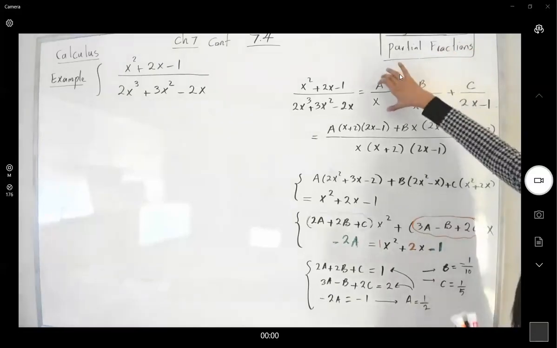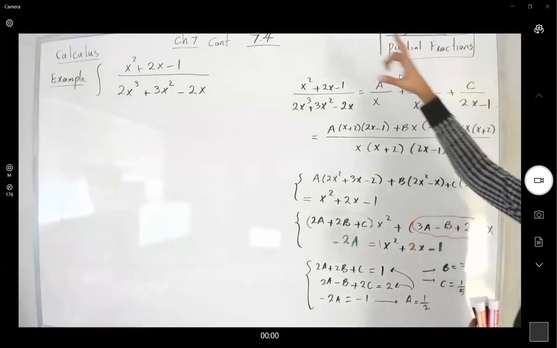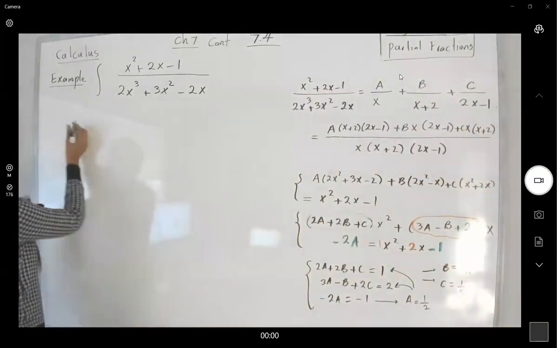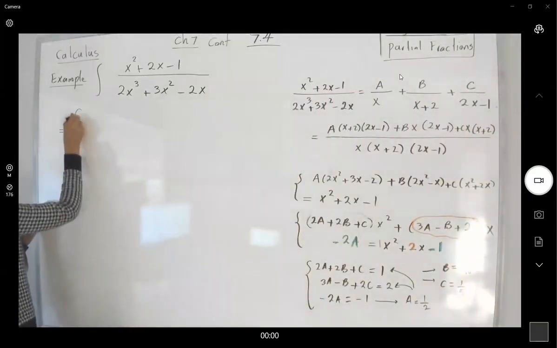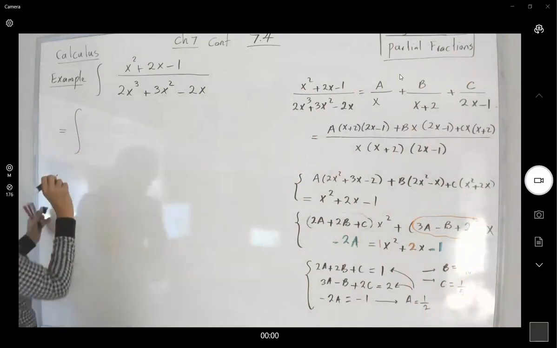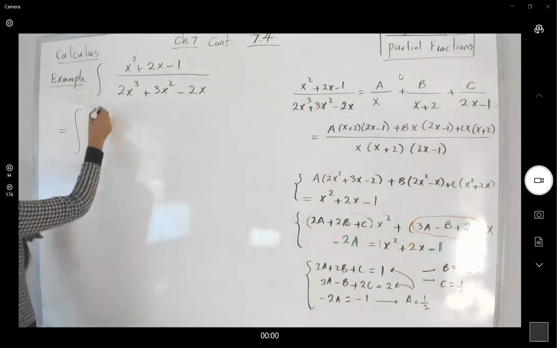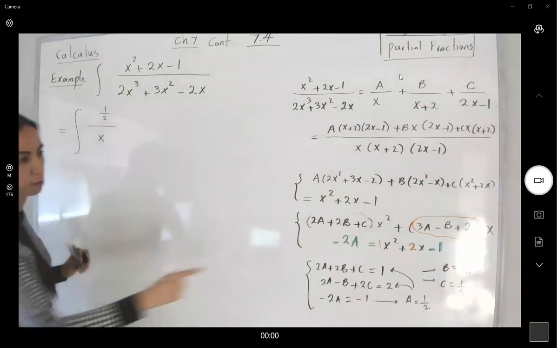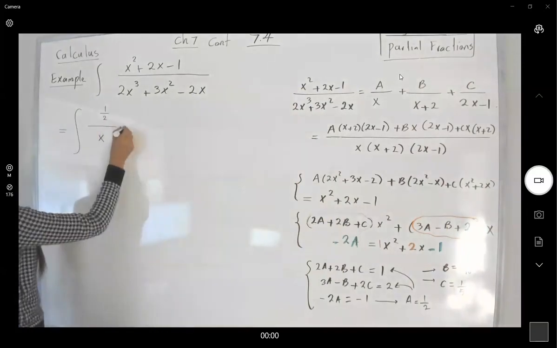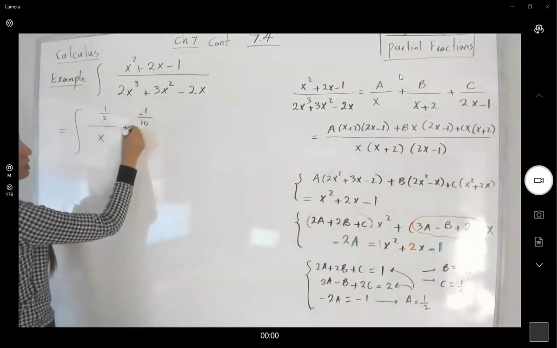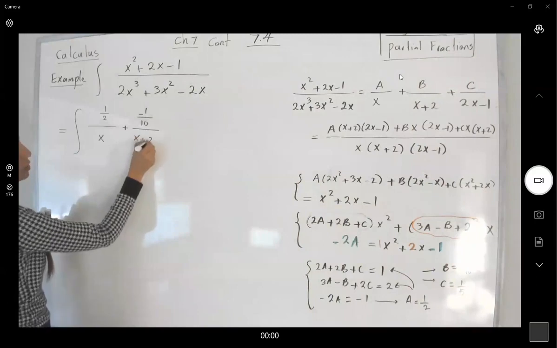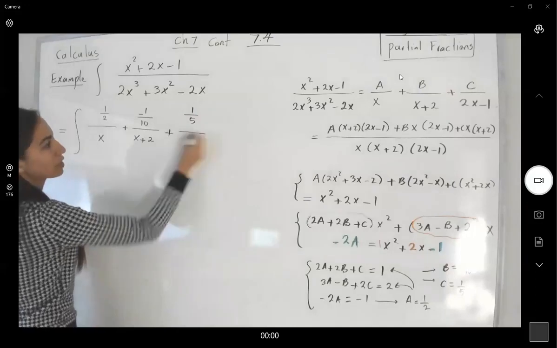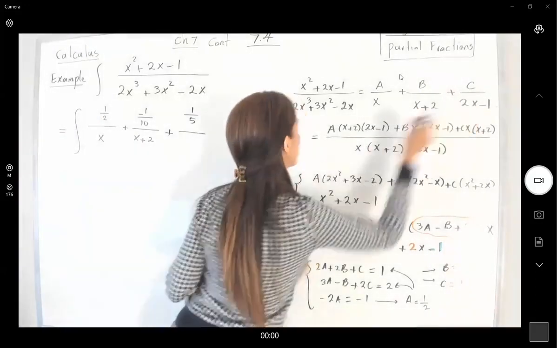So now we need to substitute these partial fractions for that original fraction here. So this guy is equal to the integral. Well, our a is a half, so we get a half divided by x. Our b is negative a tenth, so negative 1/10 divided by x plus 2, plus our c is a fifth divided by our last denominator, which is 2x minus 1.